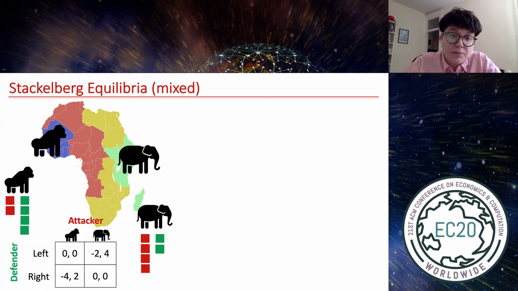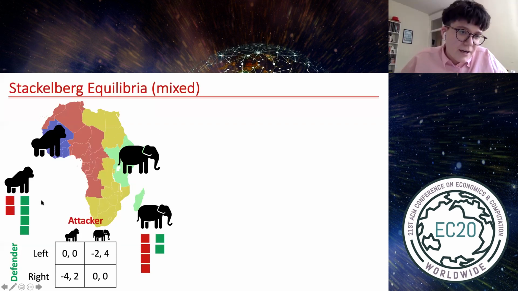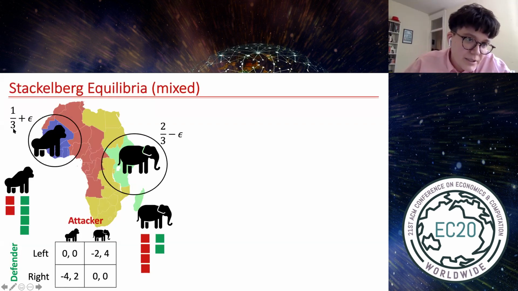And here's how a Stackelberg game is played. So let's assume that you, as the defender, deploy the following strategy. With 1/3, let's forget about the epsilons for now, you play the left. So with 1/3, you commit to protecting the gorillas. And with probability 2/3, you commit to protecting the elephants on the right-hand side.